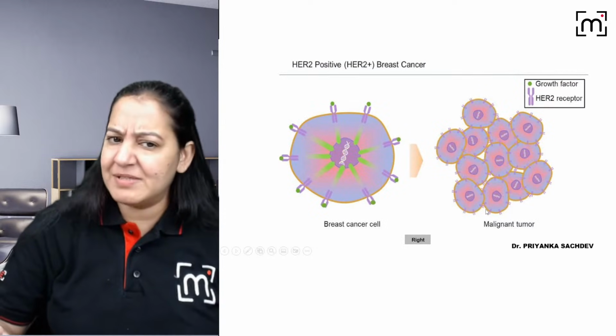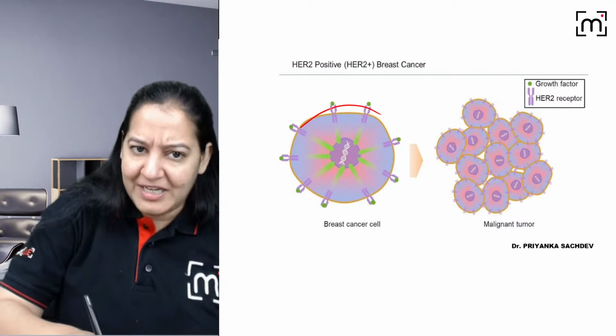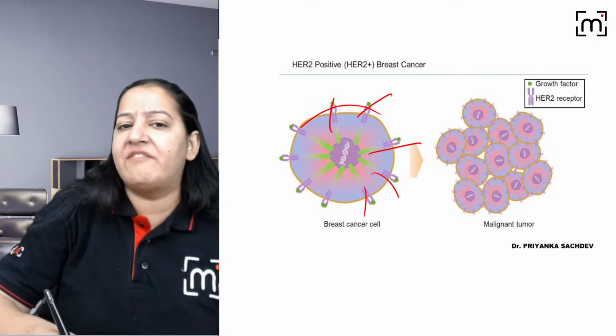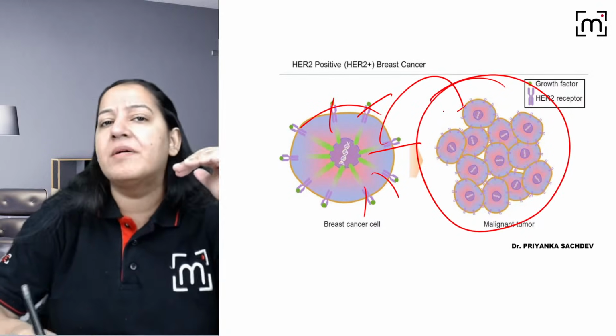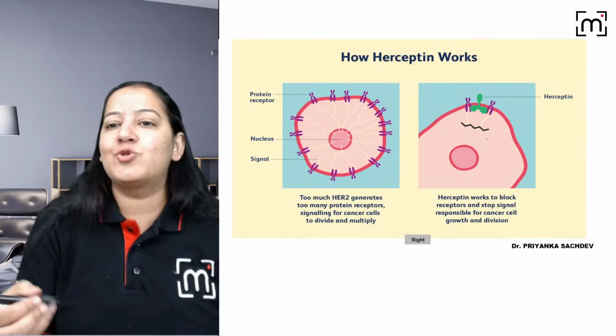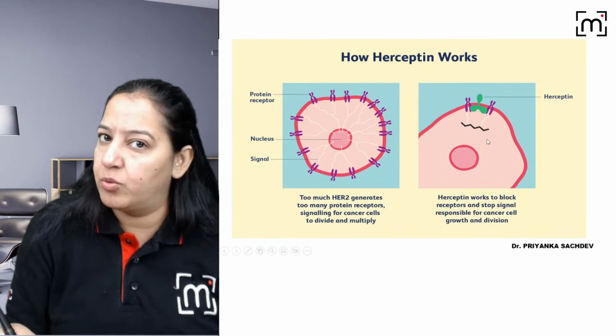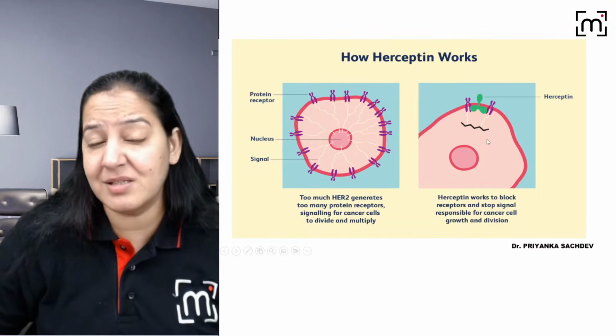So you will see, ma'am, same thing. Multiple HER2 receptors are present. They will go on dividing, and they will form a lump. They will form a cancer. So the best thing is to block them. So what is the blocker of HER2? The blocker of ER/PR is tamoxifen.